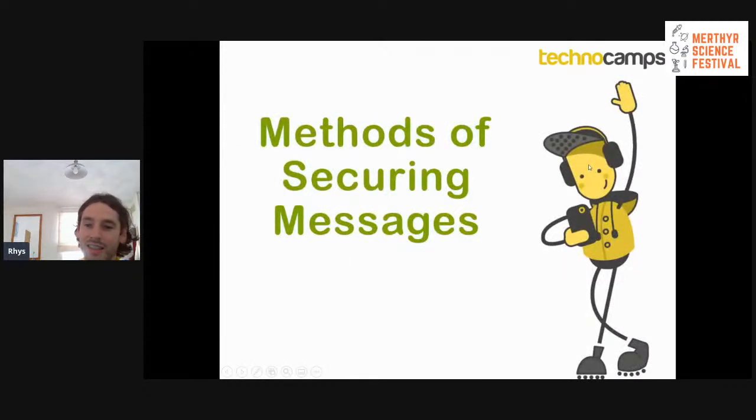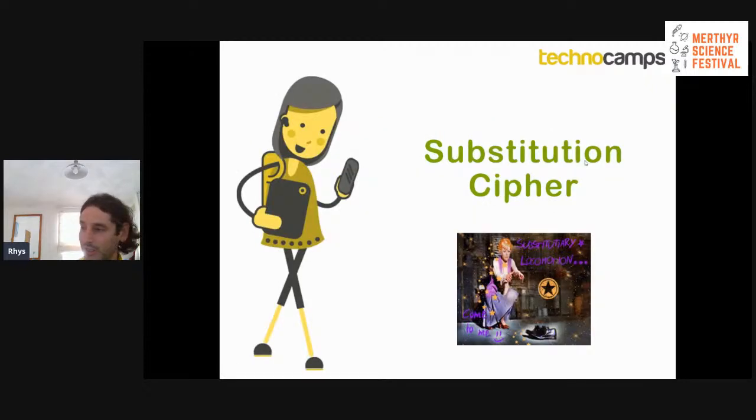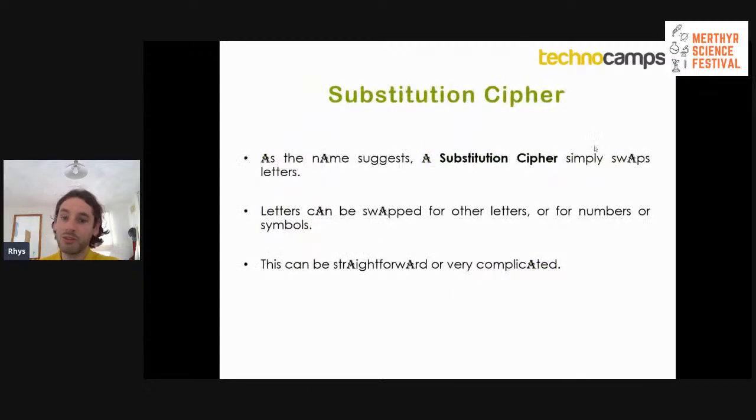Okay, so there's some examples. Now we're going to look at some methods of securing messages. The first method we're going to look at is substitution ciphers. We looked at a substitution cipher at the start as a warm-up, where it was a simple substitution, taking each letter of the alphabet and substituting it for the place number that it is in the alphabet. So as Daisy said, A was 1, B is 2, and so on.